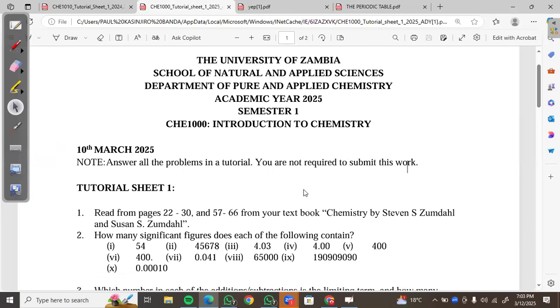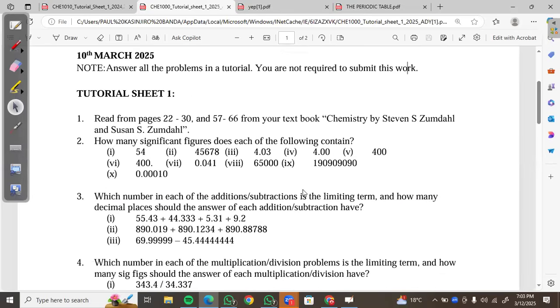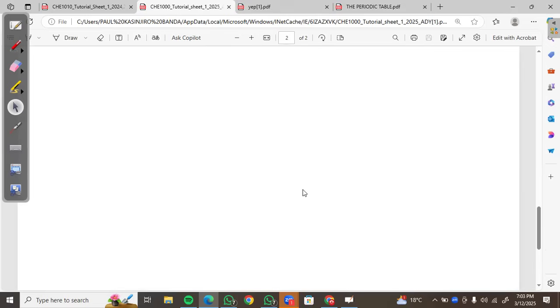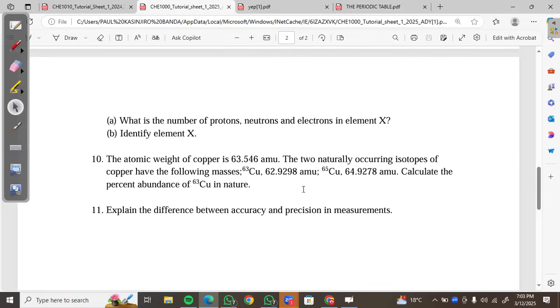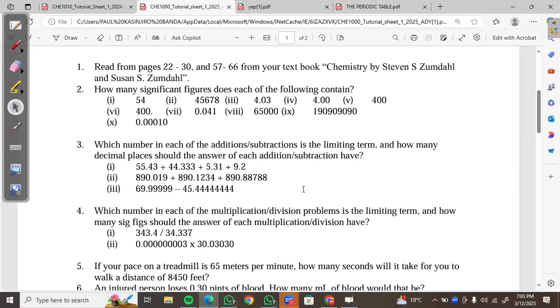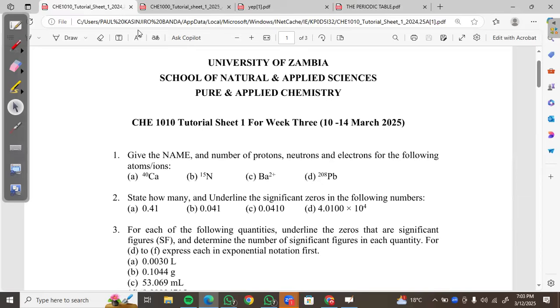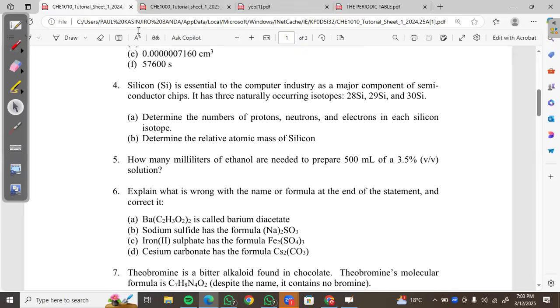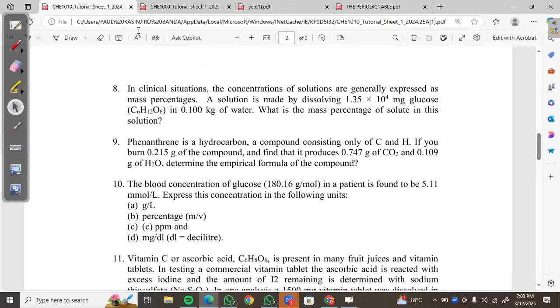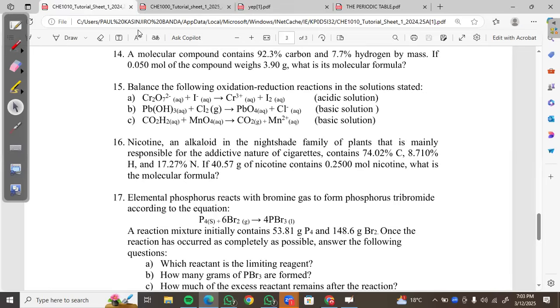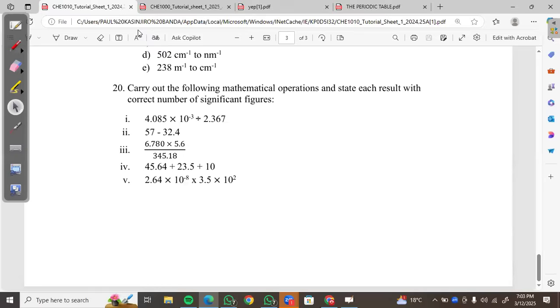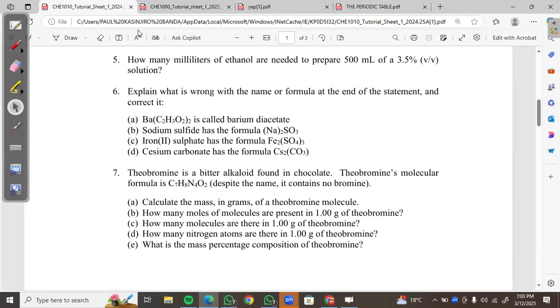This tutorial sheet has about how many questions? It has about 11 questions. For chemistry 1000, we are going to solve all of them. And then I also have this one for 1010. We are going to solve this one on Saturday. I think this one has a lot of questions. We are also going to try to solve all of these questions here. How many questions? 20 questions. We are also going to solve all of these.